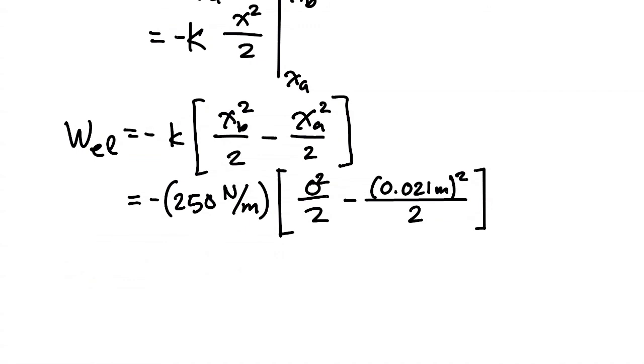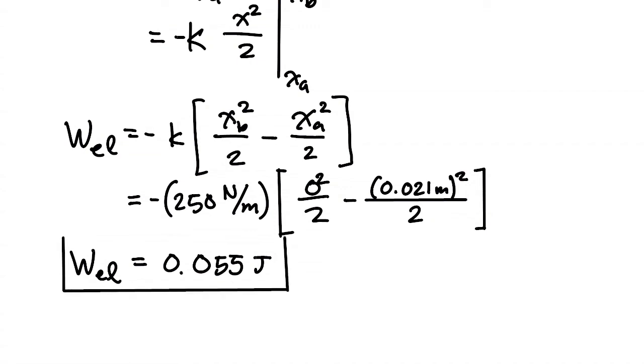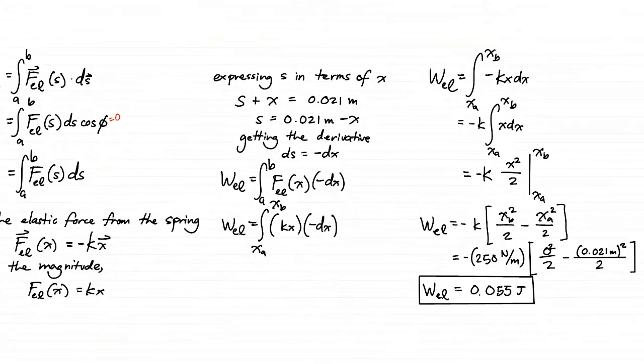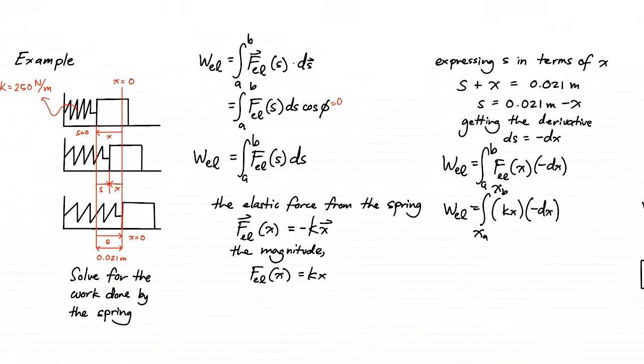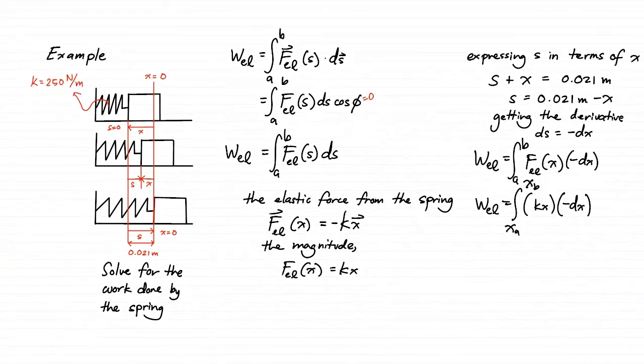Okay? So, we will plug this in sa ating equation. Tapos, let us round off yung ating final answer into two significant figures. So, you should get 0.055 joules. So, ito yung work done by the spring, by the elastic force, doon sa ating box. So, that's how you use yung integral form ng work done in solving problems with non-constant force.